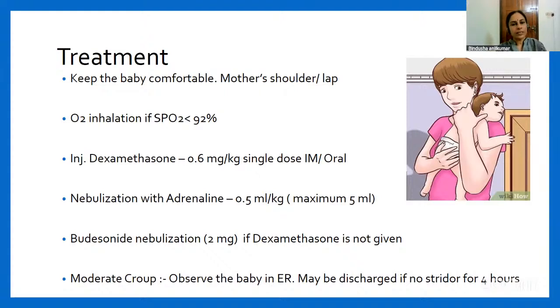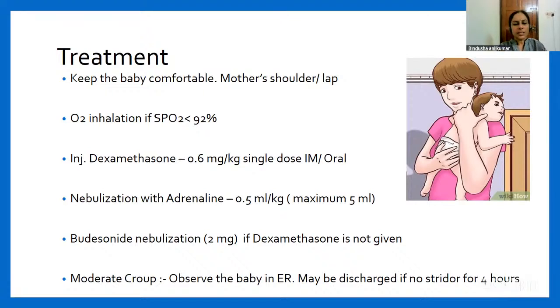And if it is not a very severe case, you may even go for budesonide nebulization, if dexamethasone is not being given. But it's always better that if you can give dexamethasone, it will be good because it's a longer acting steroid also, and its effect will last for 2 to 3 days with just a single dose.